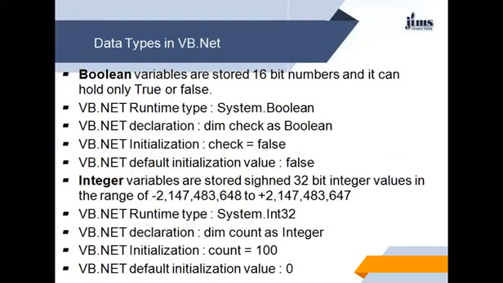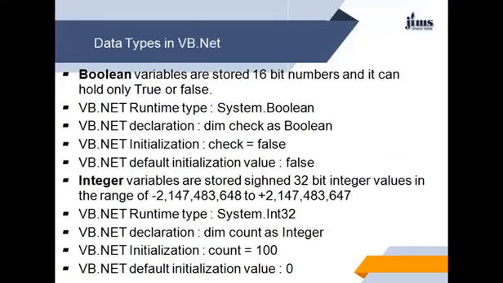Boolean variables are stored as 16-bit numbers, or 2 bytes, and can hold only True or False. The VB.NET runtime type is System.Boolean, and the declaration is Dim check As Boolean. Check is a variable of type Boolean. For initialization, we initialize the value of check as False or True, whatever we want. The default initialization value here is False.